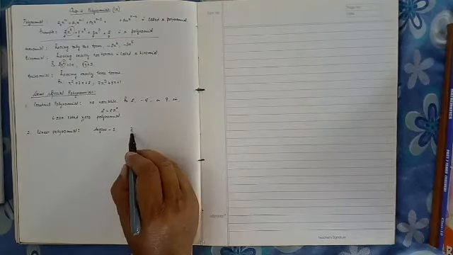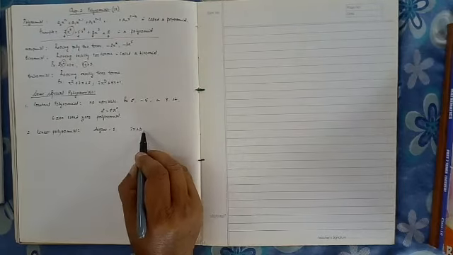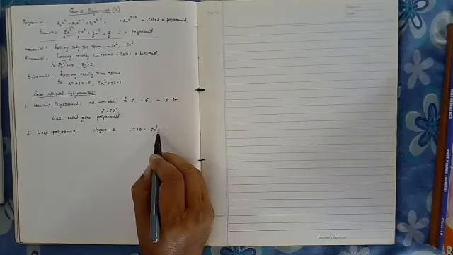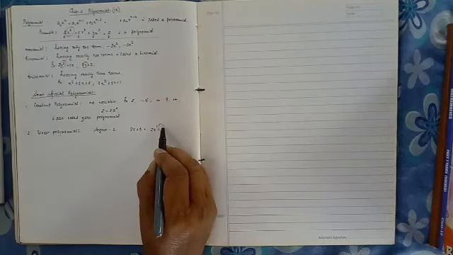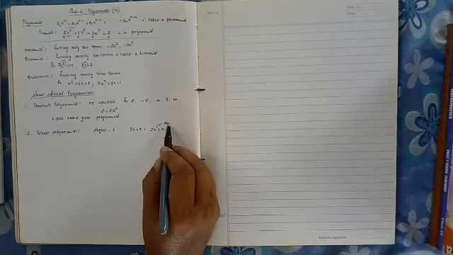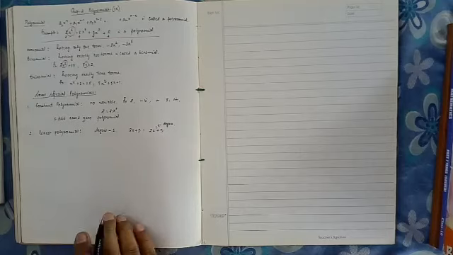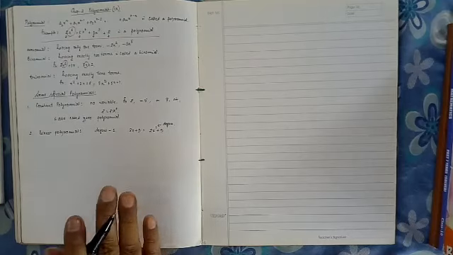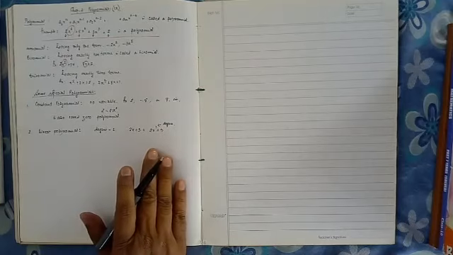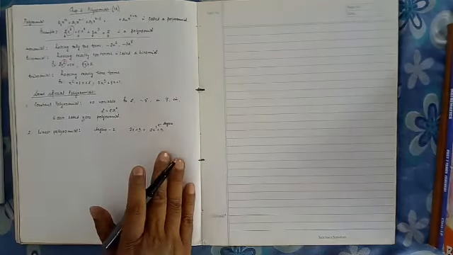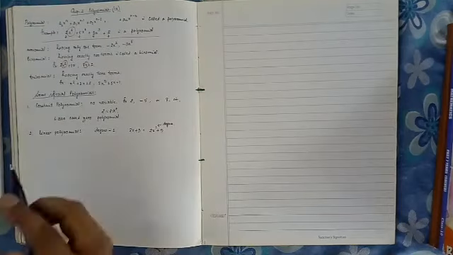Like 2x plus 3, we can write this as 2x to the power 1 plus 3. So what is the degree of the polynomial? 1. So this is a linear polynomial. It is called a linear polynomial because it always refers to a straight line.